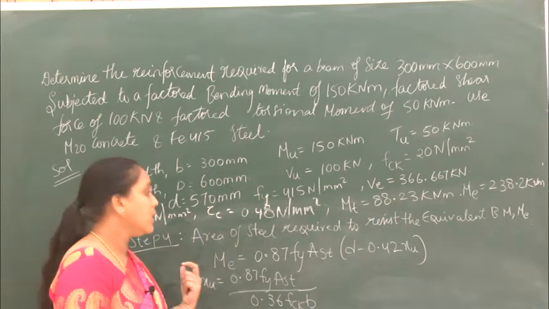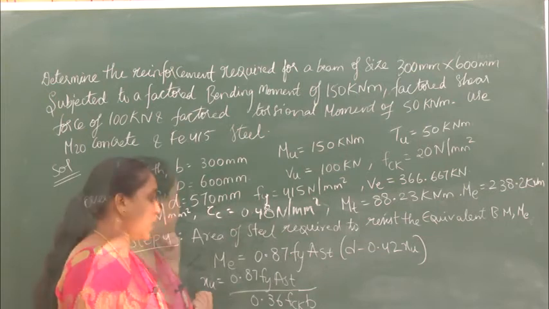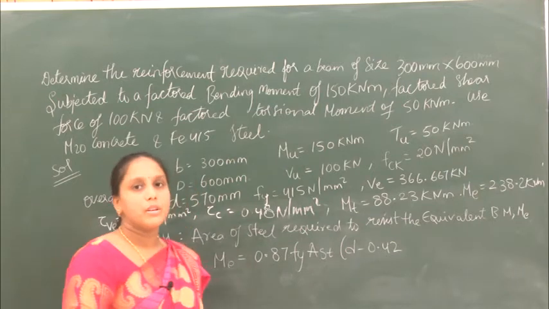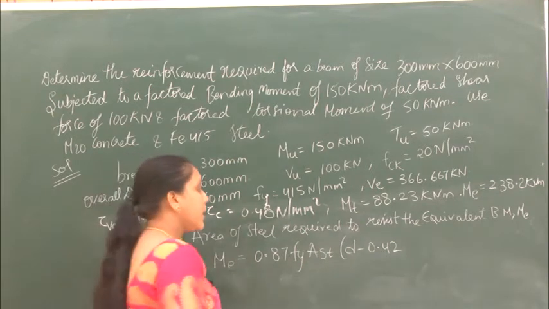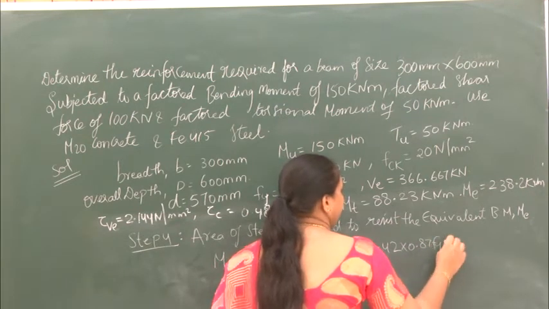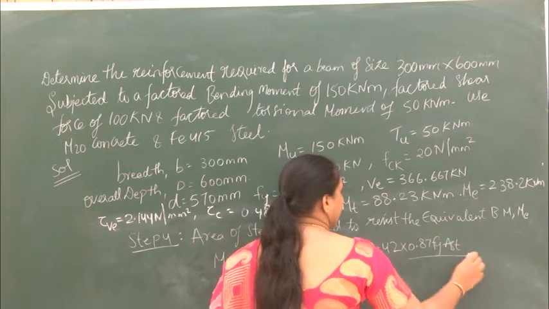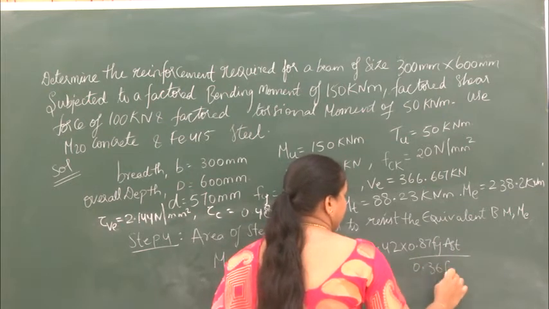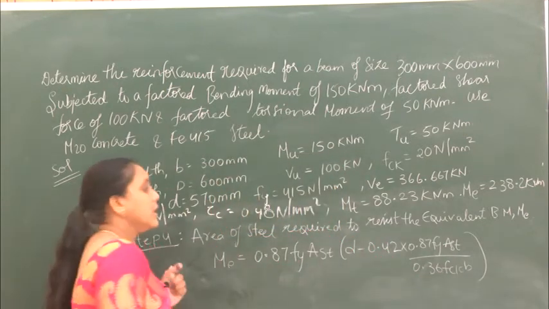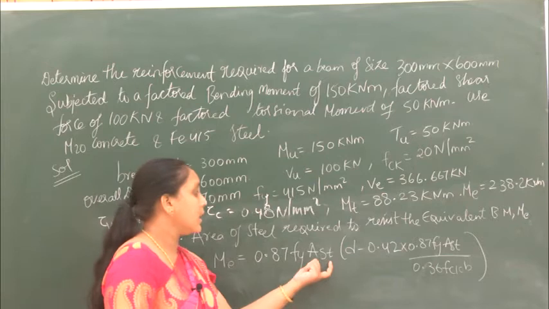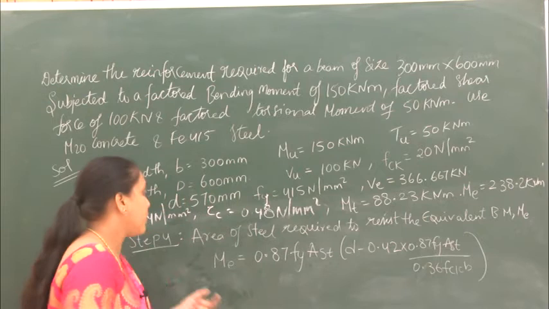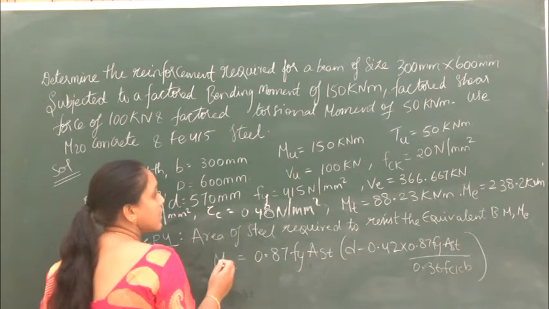And you have to calculate the area of steel, so let us substitute the particular Xu here. If I substitute Xu here, it is 0.42 into 0.87 Fy into AST divided by 0.36 fck into b. So all the values are known here except the area of steel, which we have to calculate. So substitute all the values. We have ME. How much is ME?